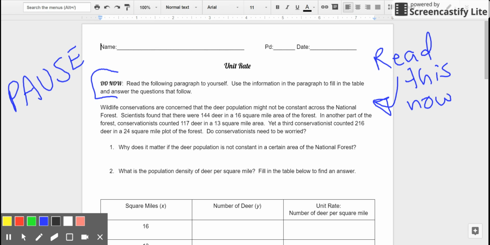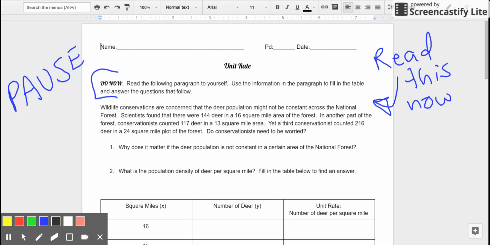Wildlife conservations are concerned that the deer population might not be constant across the national forest. Scientists found that there were 144 deer in a 16 square mile area of the forest. In another part of the forest, conservationists counted 117 deer in a 13 square mile area. Yet a third conservationist counted 216 deer in a 24 square mile plot of the forest. Two conservationists need to be worried.